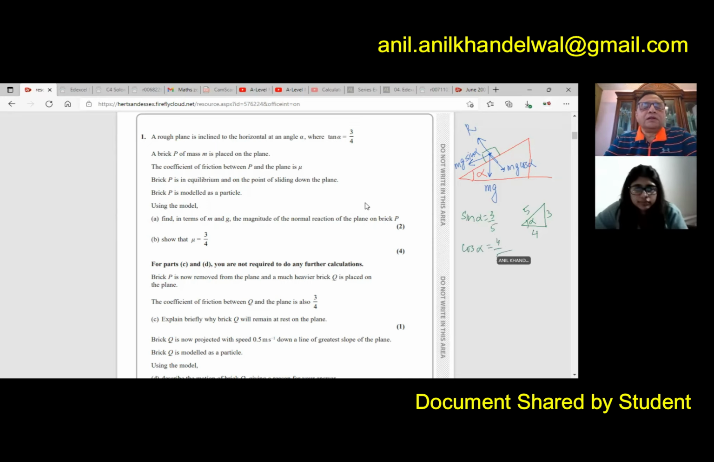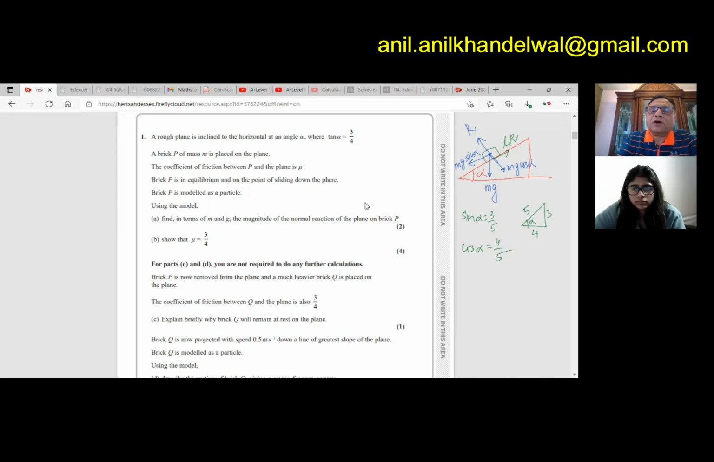Now let's read this once again. The brick P of mass m is placed on the plane. The coefficient of friction between P and the plane is mu. So if it is sliding on this side, then mu is the coefficient of friction and the force is mu R, right? That is the force which acts in the reverse direction. Brick P is in equilibrium and on the point of sliding down the plane. Brick P is modeled as a particle. Using the model, find in terms of m and g the magnitude of the normal reaction of the plane on the brick. Show that mu is 3/4, right?